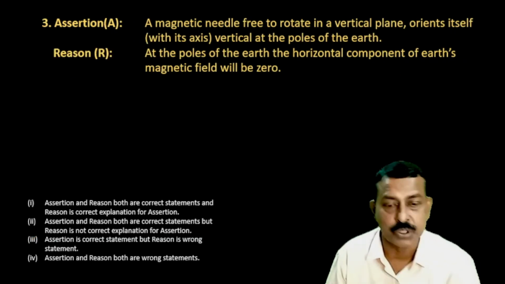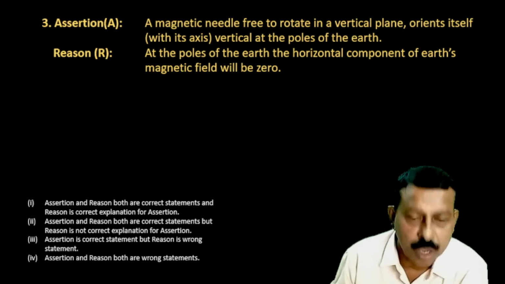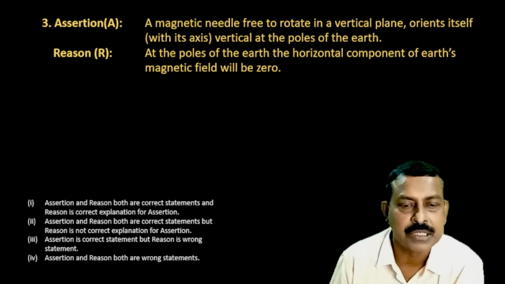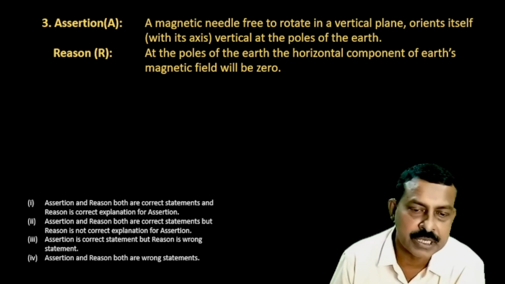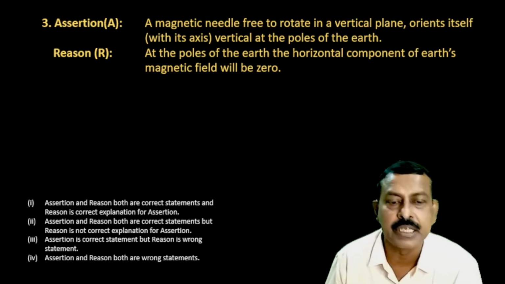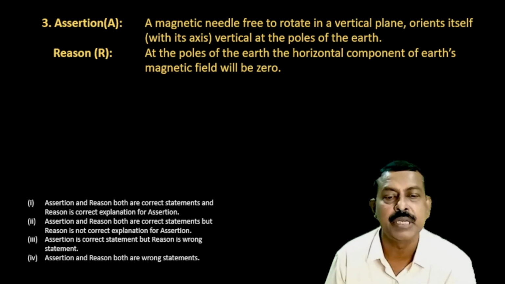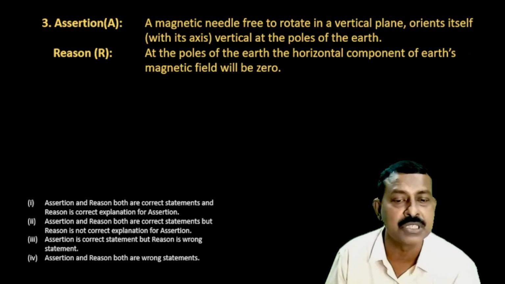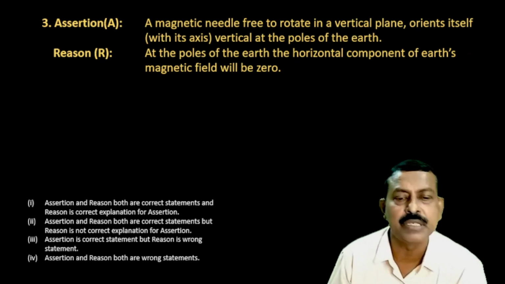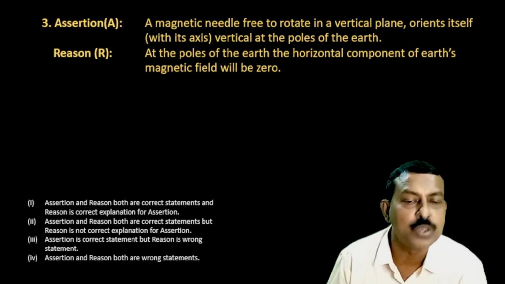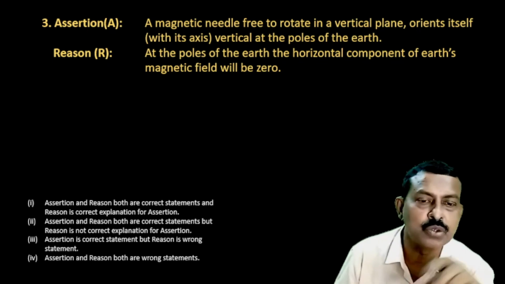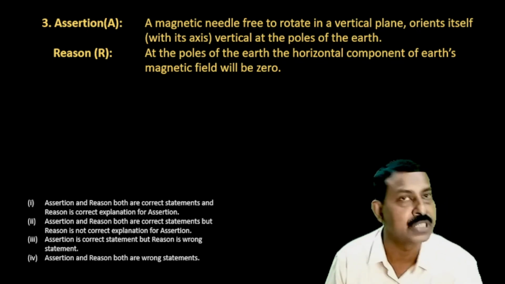Assertion is, of course, again the options which we have taken is the same one. First: assertion and reason both correct, reason is the correct explanation of the assertion. Second: assertion and reason both are correct statement, but reason is not the correct explanation. Third: assertion is correct statement, reason is wrong statement. And the fourth is that both are wrong statement. So again, in this particular case also, the same set of options is given there.